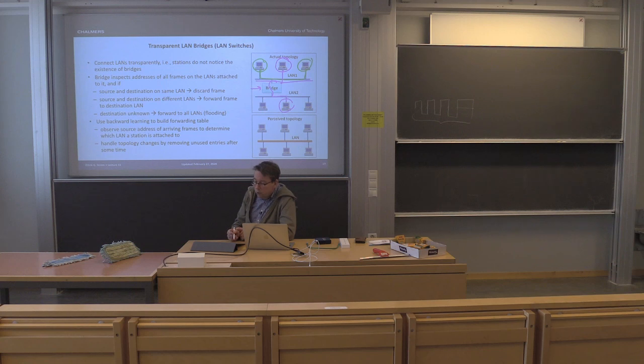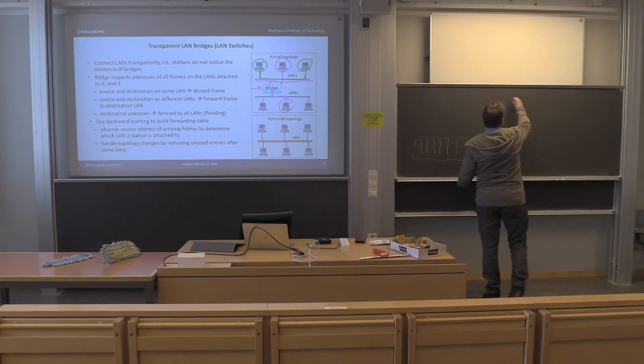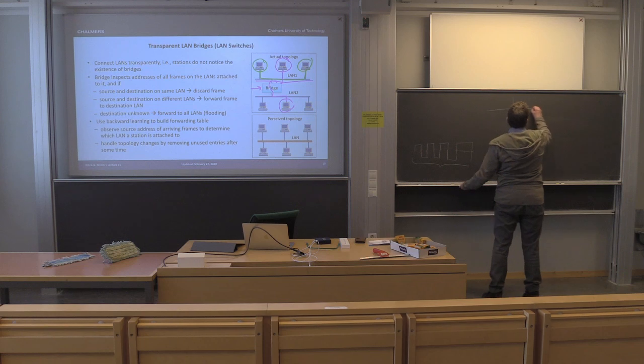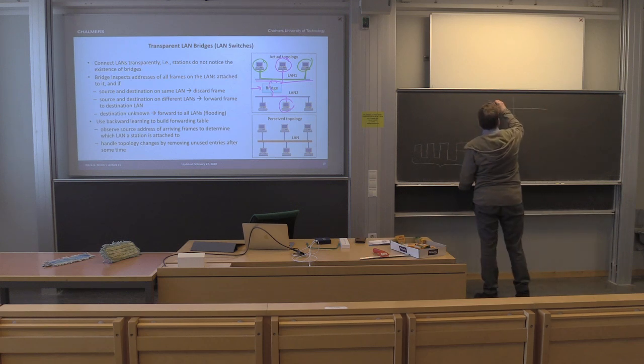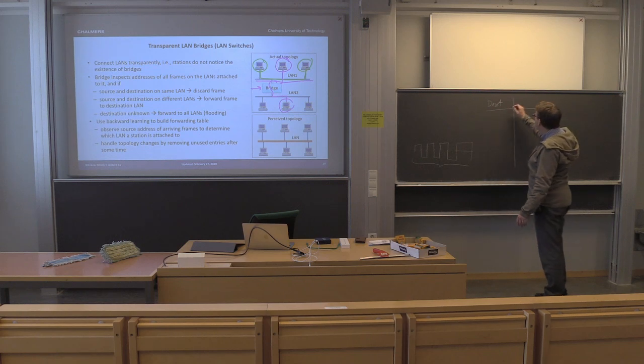And to figure out when and when not to switch over these LANs, we need to learn these forwarding tables. So we use something called backwards learning to build this forwarding table. So remember, a forwarding table looks something like this. This is the destination address of the frame on one of the incoming ports, and this is the output port.